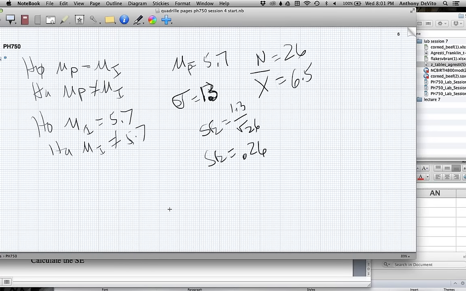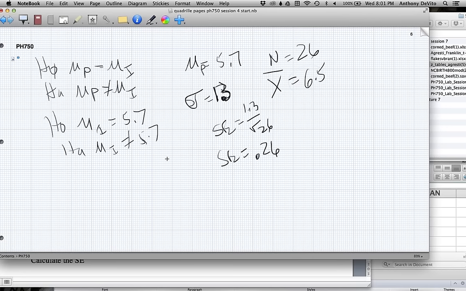0.26. Okay, so now I want to compare the two of these to see if I can say with 95% certainty, with less than 5% chance, alpha equal to 0.05, that's my acceptable level of error. I want to see if I can be certain, with less than 5% chance, that there's a difference in these two means, the means of the two populations.